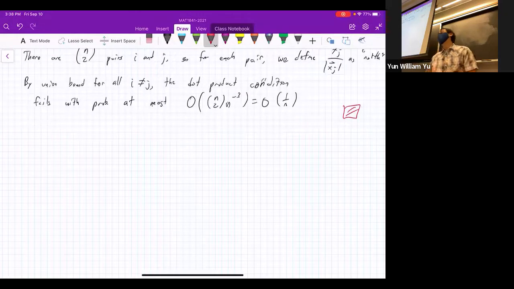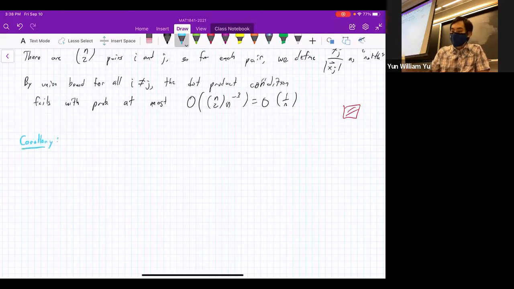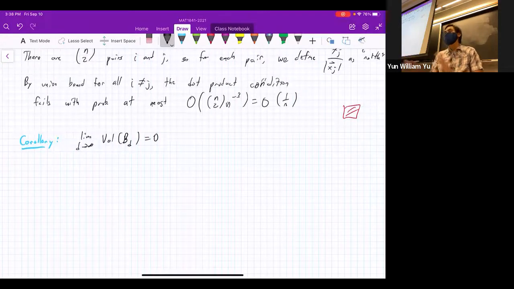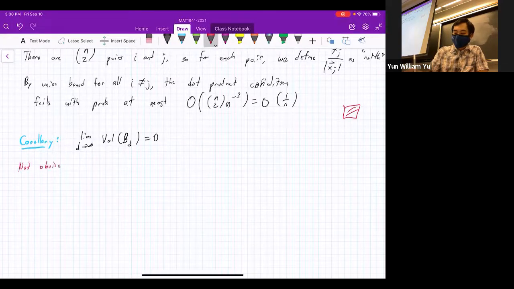So let me say that again. If you have a unit sphere, all we're doing is we're adding dimensions to it. The volume of that thing actually goes to 0. Not that it gets small relative to a unit cube, but actually it limits to 0. And so let's see that happen. So our corollary is that the limit as d goes to infinity of the volume of b sub d is equal to 0. Now this particular fact is really not obvious. How is it not obvious?